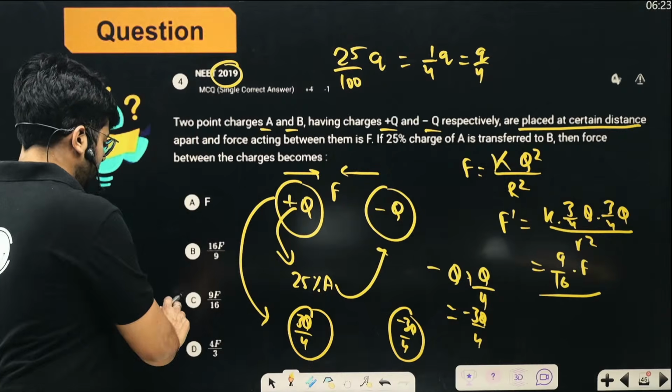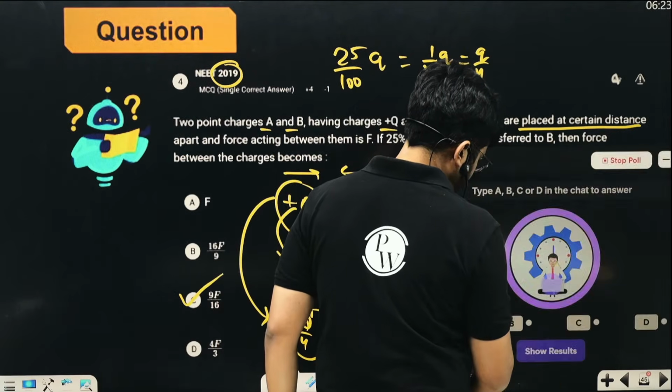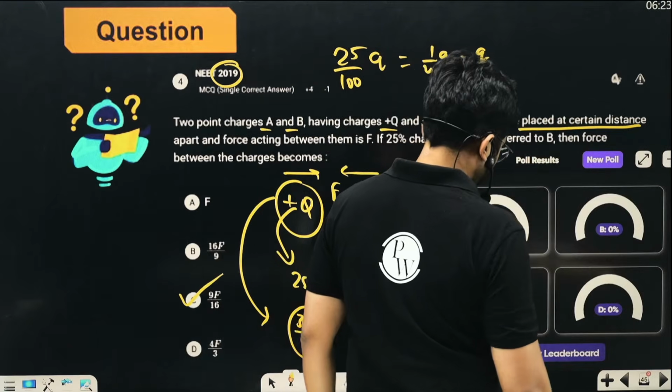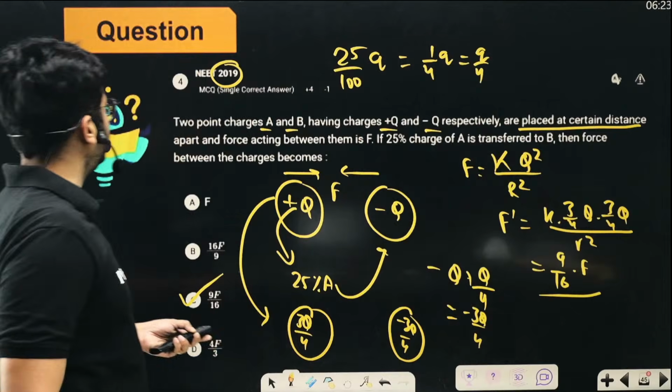I hope the idea is very, very clear. 9 by 16 times of the previous value. Option C should be the correct option. Option C is the correct option. Let's move on and talk about the next one.